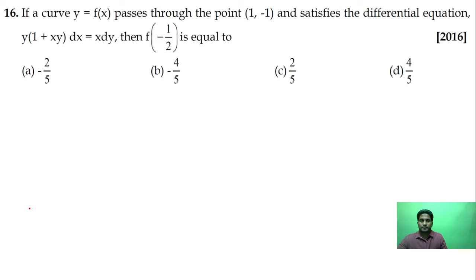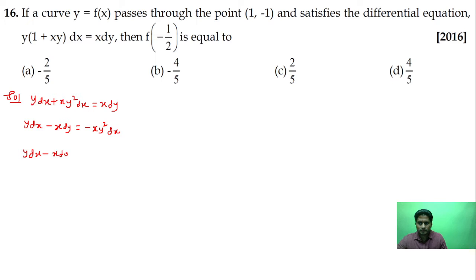Let's discuss this question. Okay, so this can be written as y dx plus x y square dx is equal to x dy. So this is y dx minus x dy is equal to minus x y square dx. So this is y dx minus x dy divided by y square is equal to minus x dx.